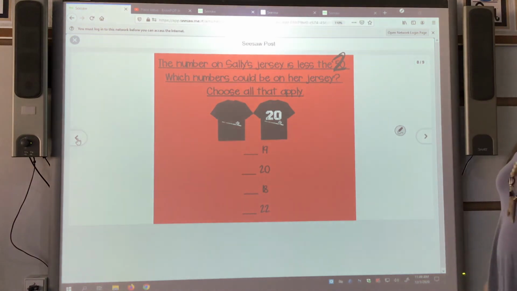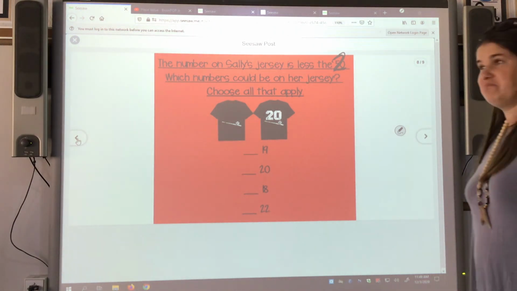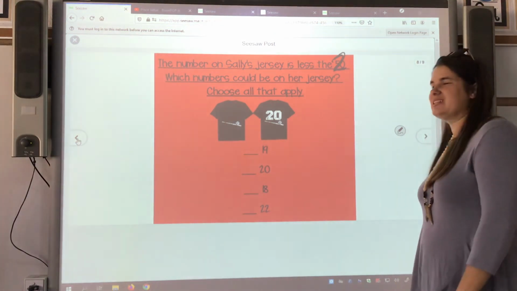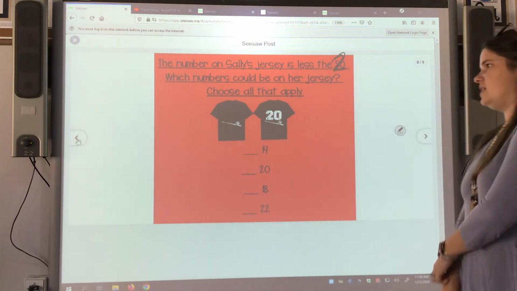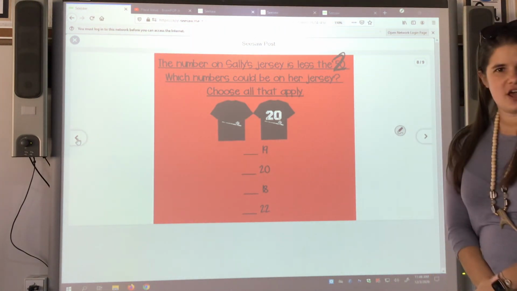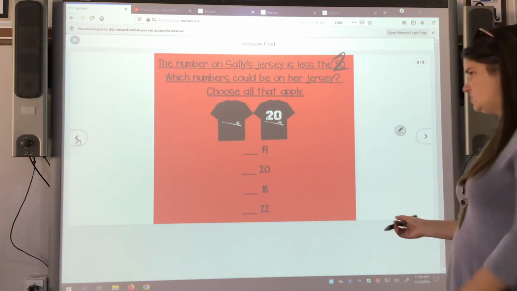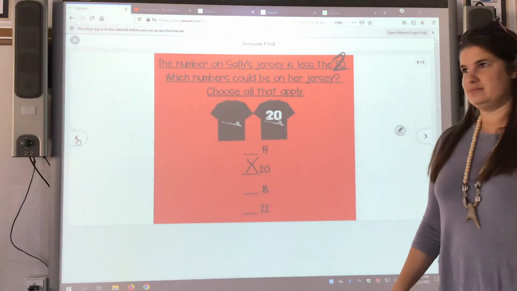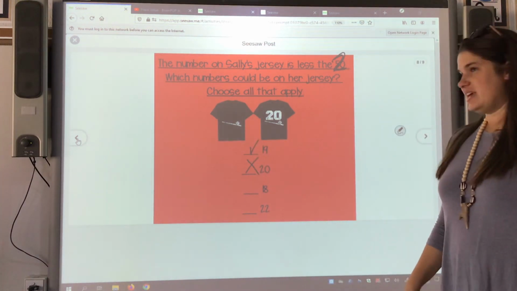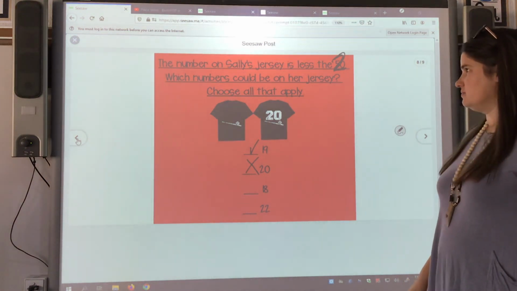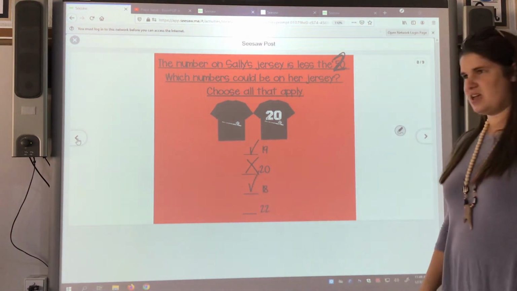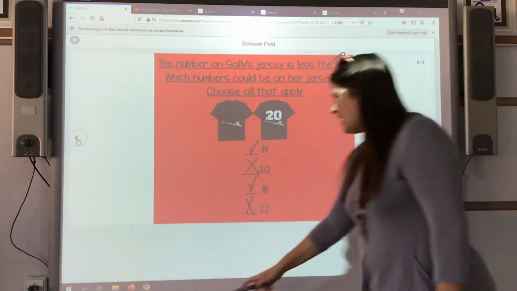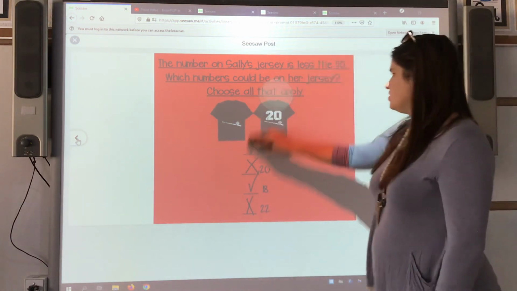If it's less than 20, could it be the number 20? Think about it. If I want a number that's less than 20, could it be the number 20? If you said no, you are exactly right because 20 equals 20. So it couldn't be 20. Is 19 less than 20? Yes. Is 18 less than 20? Yes. How about 22? No. So you're going to have some problems similar to these when you do your quick check.